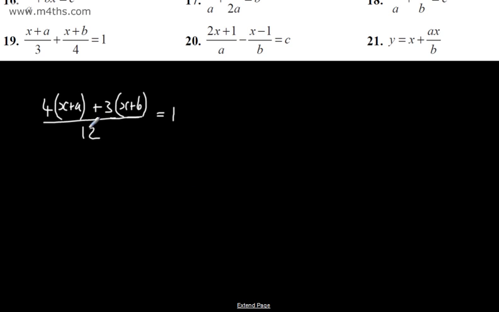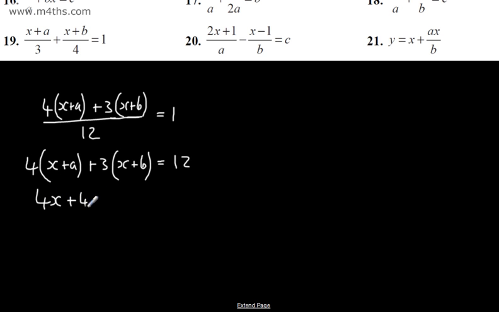So at this stage, multiplying both sides by 12, we got 4 lots of x plus a, plus now 3 lots of x plus b is going to be equal to 12. Expanding the brackets, 4x plus 4a plus 3x plus 3b is going to be equal to 12. I can see I've got 4x and 3x, which gives me 7x. And then I'm simply going to subtract the 3b and 4a from both sides.